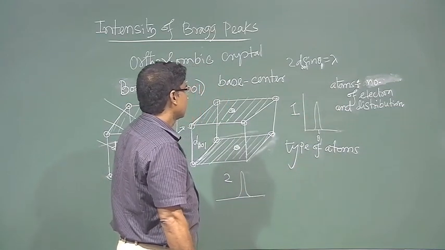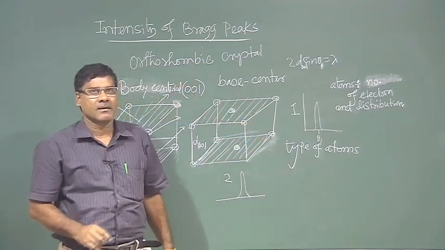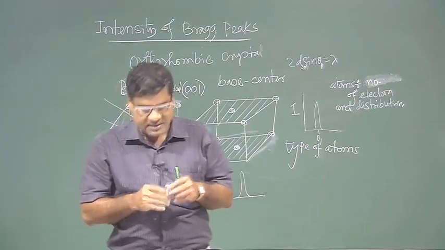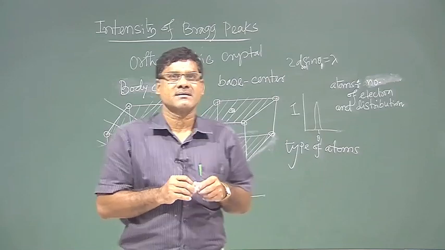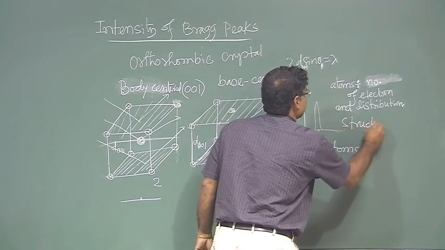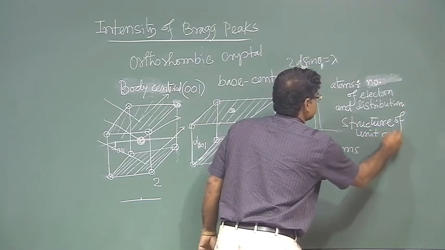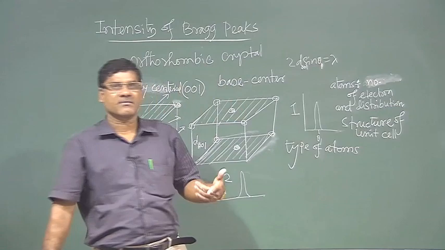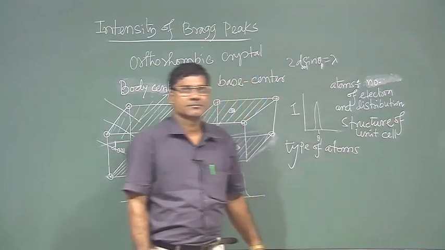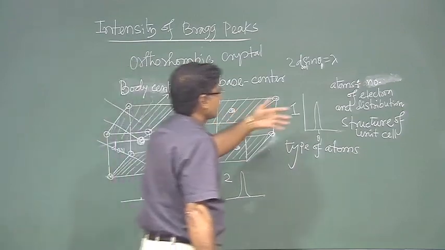Second is how those atoms are distributed in this unit cell. So, basically the structure of the unit cell is another factor, the structure of the unit cell. That is another factor that decides the intensity of the Bragg peak. Okay. So, why are they important?